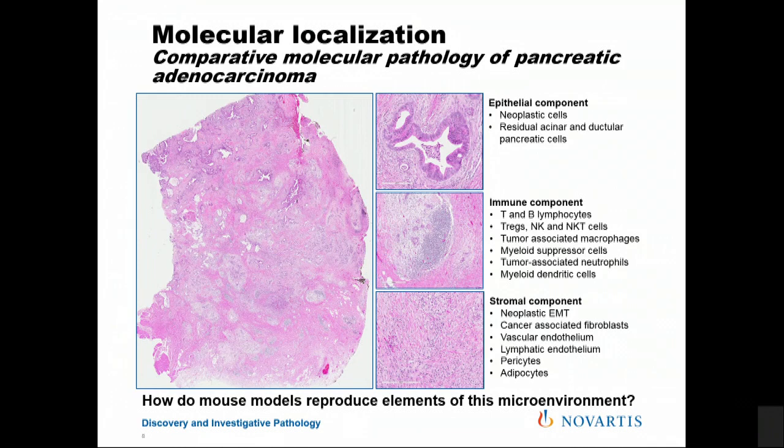There is also an immune component that's quite complex. It can be comprised of both immunoreactive cells, or cells that would be beneficial to the progression of the tumor, as well as immunosuppressive cells. And then finally, we have a stromal component that would include, again, neoplastic elements that have been derived from epithelial mesenchymal transdifferentiation, as well as non-neoplastic components such as tumor-associated fibroblasts, endothelial cells, lymphatic endothelial cells, pericytes, and adipocytes. And so we can ask, how well do mouse models reproduce these elements of the microenvironment?